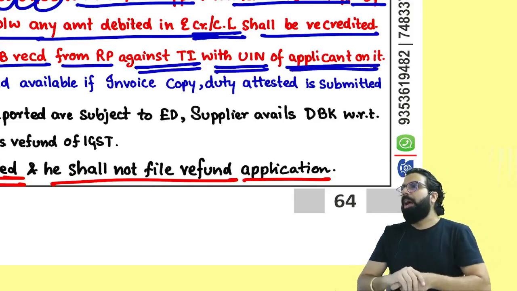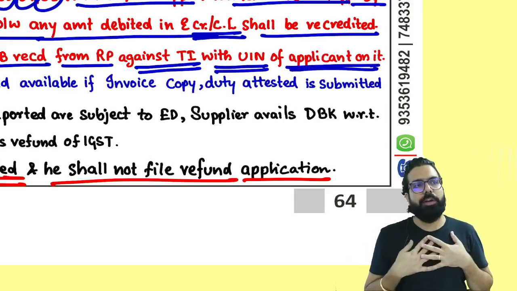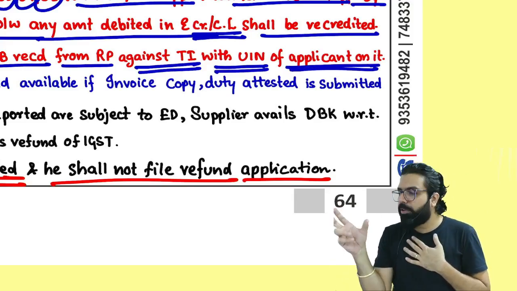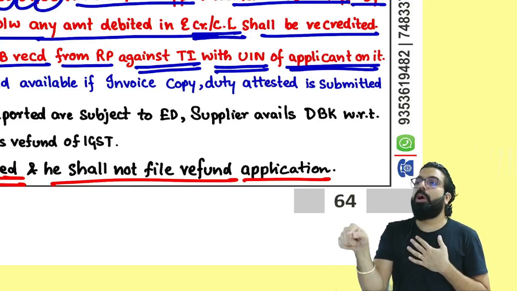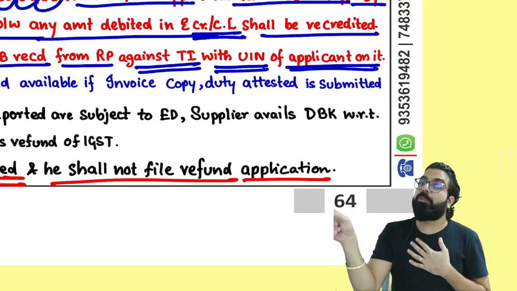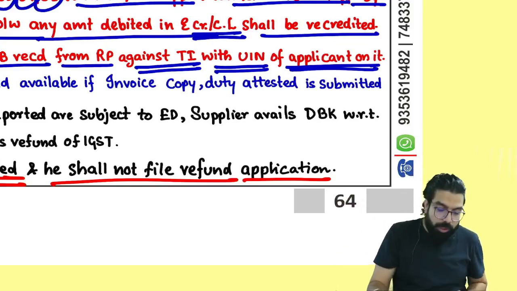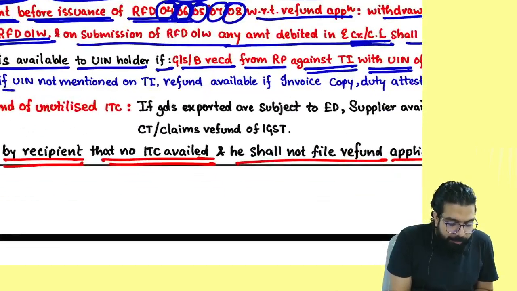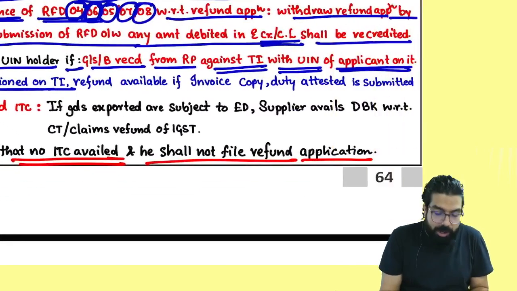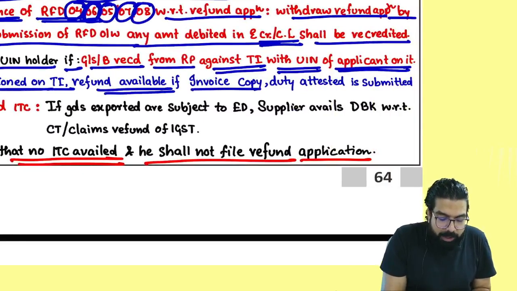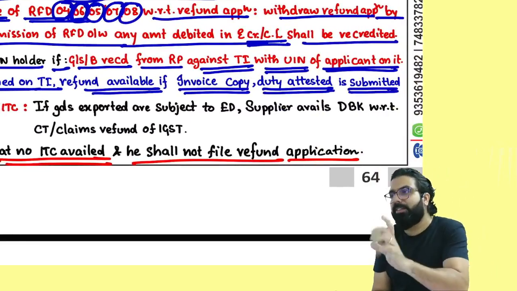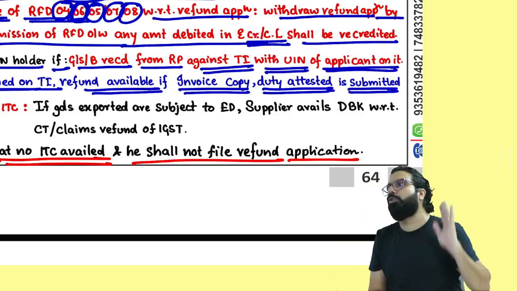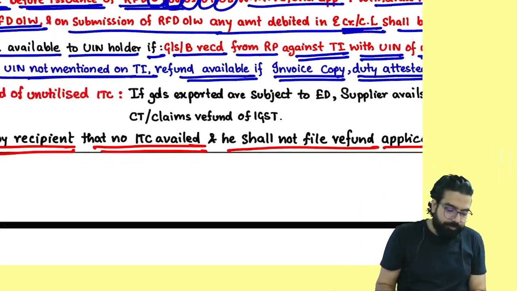People listen. I am a UIN holder. Whatever I purchase, on those invoices my UIN number should be there. Now, if I want a refund of an invoice on which my UIN number is not there, then what to do? They are going ahead and telling, if UIN is not mentioned on the tax invoice, refund will be available if the invoice copy duly attested is submitted. If you duly attest the invoice copy and submit it, then also refund will be available.